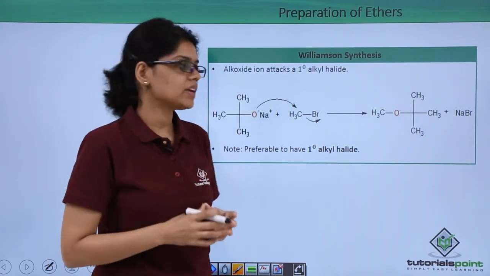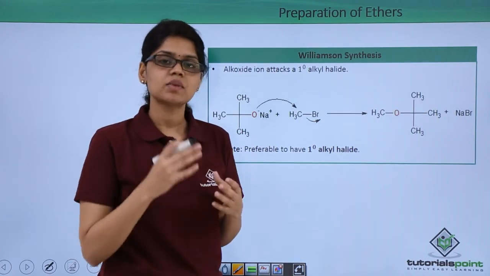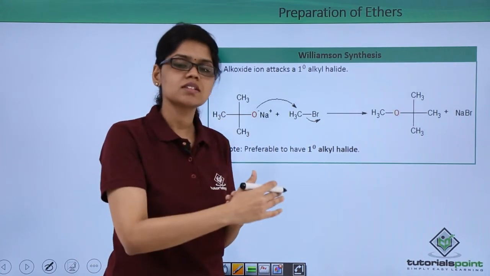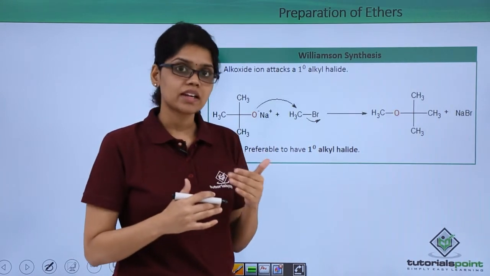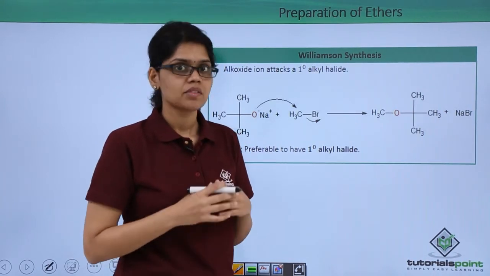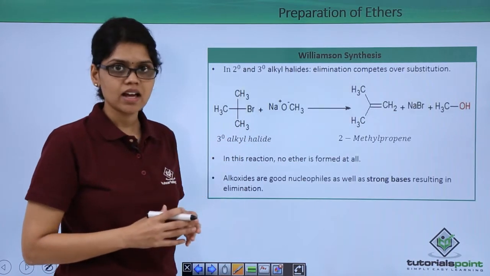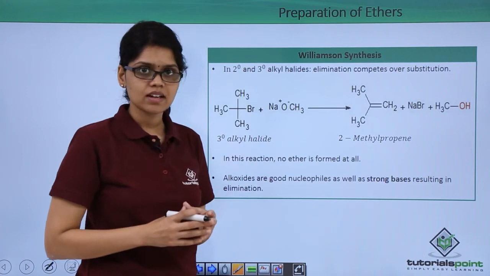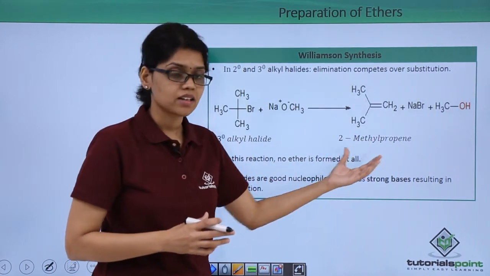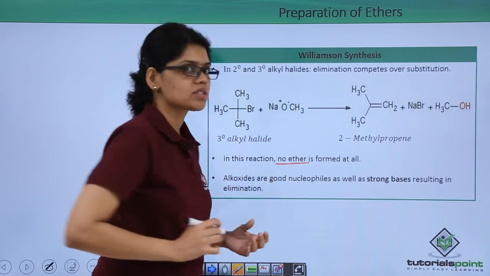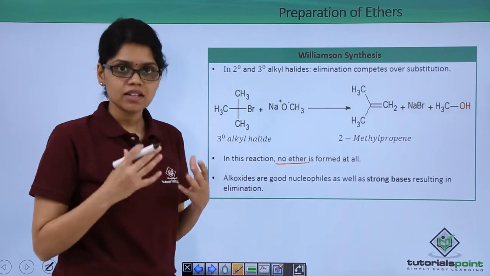Now what happens if we had a secondary or a tertiary alkyl halide? In that case, elimination can compete with substitution, and most likely we might end up getting an alkene as well. For example, in this reaction we have a tertiary alkyl halide and a methoxide ion. You can see that this reaction will result in an alkene and there is no formation of ether. This is mainly because here we have a very bulky substrate.